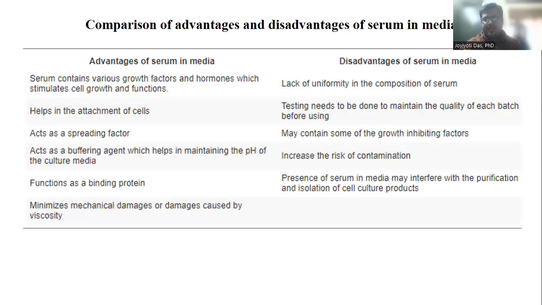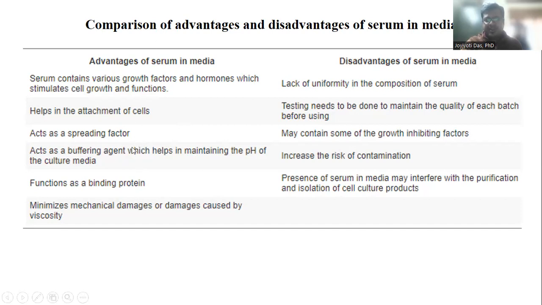So now let's compare the advantages of serum in media and why you would not prefer having serum in media. Serum contains various growth factors and hormones which stimulate cell growth and functions. That is an important advantage, but there's a lack of uniformity in the composition of serum because you're directly isolating a biological component from an organism, and it may vary from batch to batch. While serum helps in attachment of cells, testing needs to be done to maintain the quality of each batch before using. Otherwise, there might be variations in your experimental data.